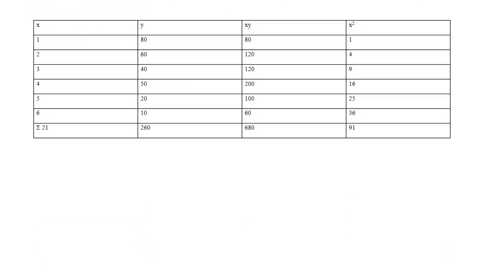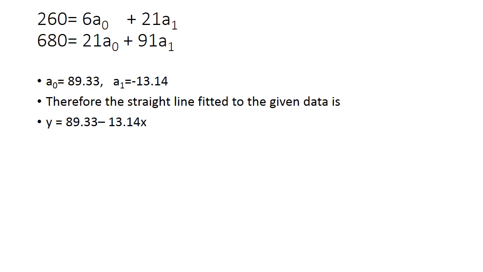Using the table below, you can now form equations with the data above. The equations formed are seen below. This is a simultaneous equation that can be solved simultaneously. Solving it simultaneously gave us the following values: a0 to be 89.33, a1 to be minus 13.14. Therefore, the straight line fitted to the given data is y equals 89.33 minus 13.14x.